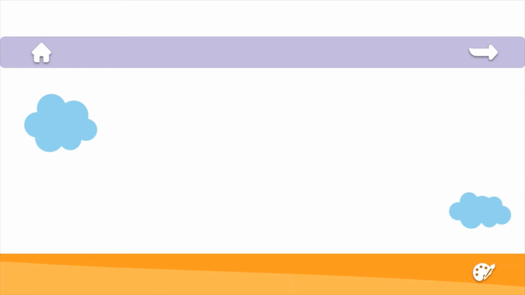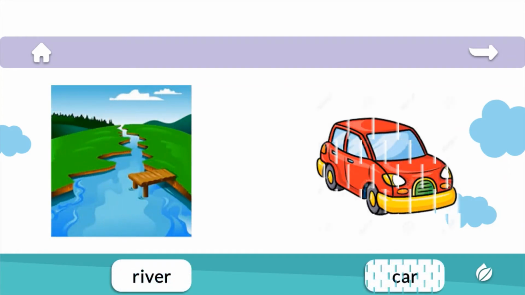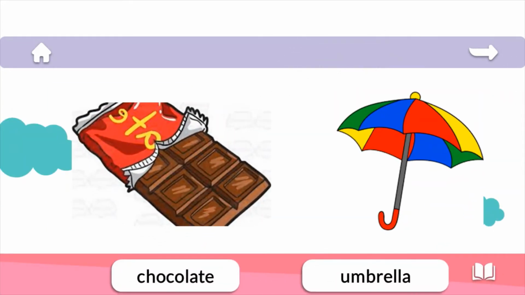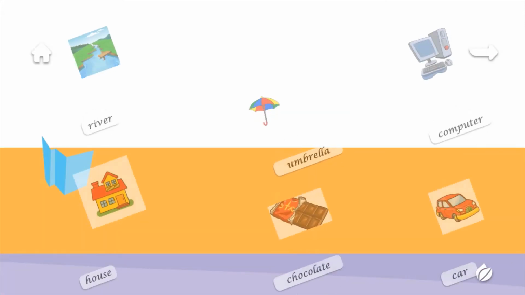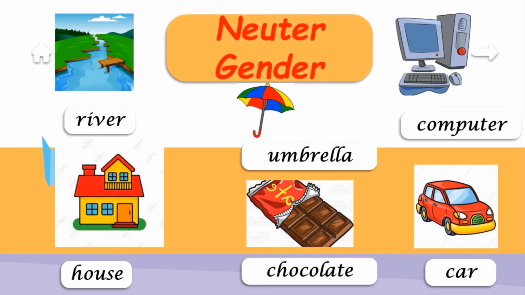Here are some examples. House. Computer. River. Car. Chocolate. Umbrella. So, all these nouns like river, house, umbrella, chocolate, computer, car, they are non-living things. Hence, we cannot say whether they are males or females. So, all such nouns are said to belong to neuter gender.